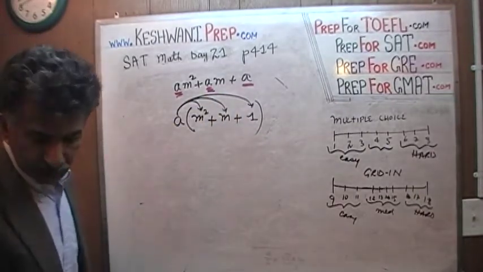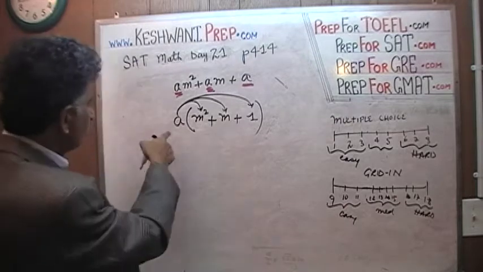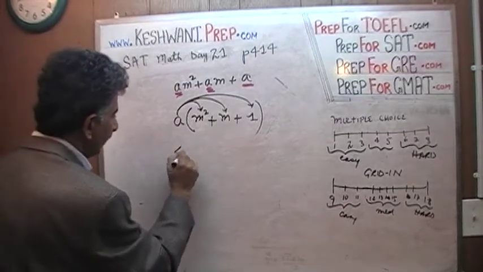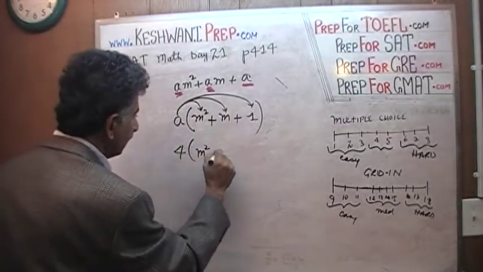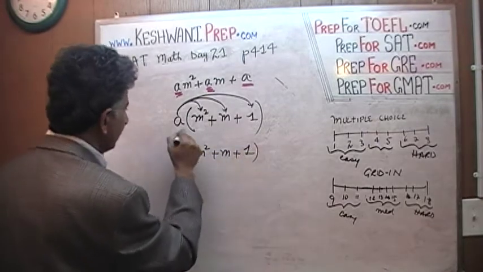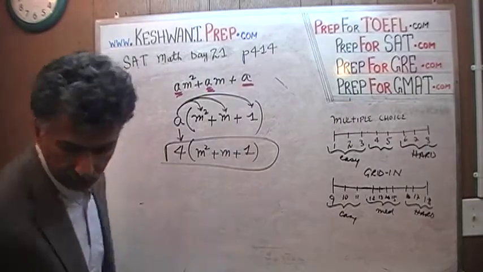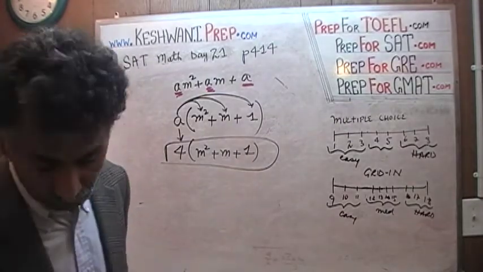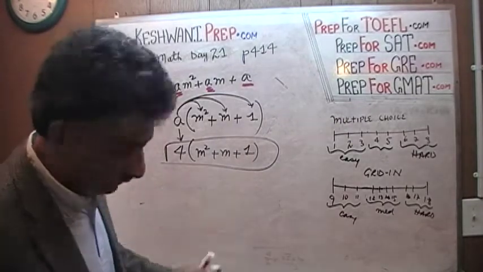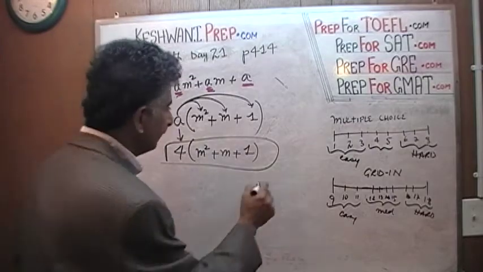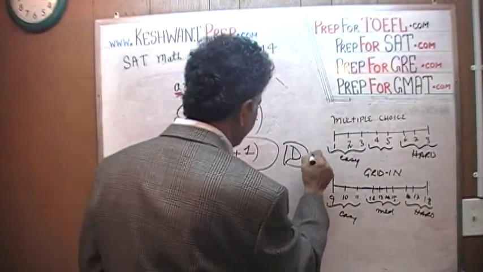That's it. Now they tell us that a equals 4. So you just replace a with 4, because that's what we are told. That's our answer. Is there anything here that looks like that? 4 times m squared plus m plus 1. The answer is D. That's it.